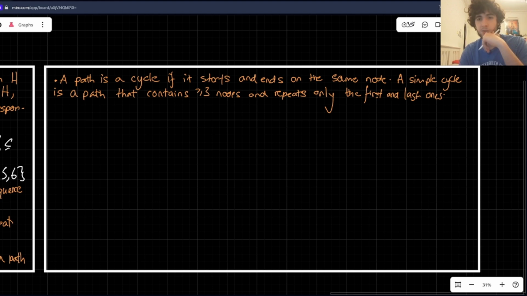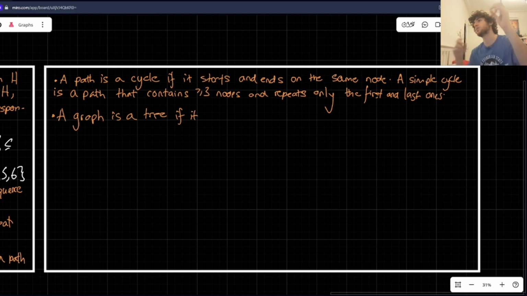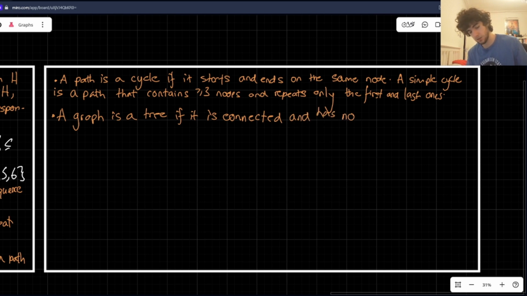So a couple more definitions here. We can also define a tree. So a graph could be specifically labeled as a tree if it is a connected graph. So if between any two nodes that I give you, you can find a path between those two nodes. So a graph is a tree if it is connected. There is a way to get between any two nodes on the graph. You can always find that path. So a graph is a tree if it's connected, and the second condition is that it has no simple cycles.